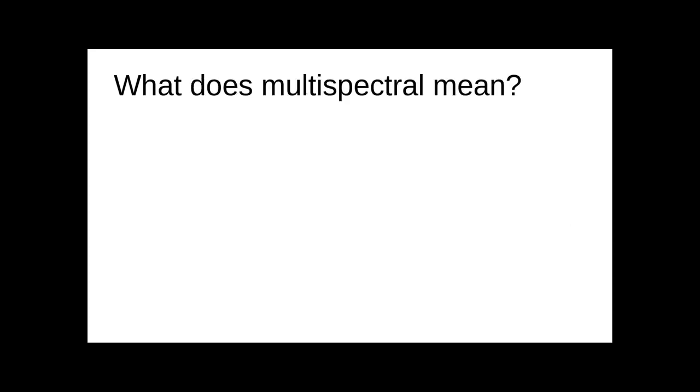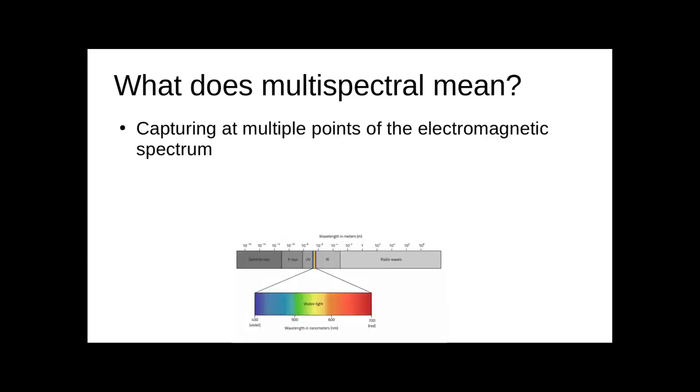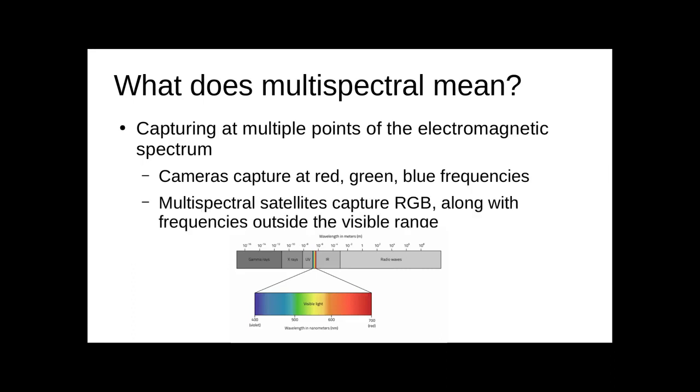So, what does multispectral mean? Multispectral data simply means that the satellite is capturing data at multiple points of the electromagnetic spectrum, which you may remember from elementary school. So your standard phone camera captures images at 3 points of the electromagnetic spectrum, which is within the visible light portion of it, at the red frequency, the green frequency, and the blue frequency. When you combine these together, you get a color, or RGB, red, green, blue, image. Now, multispectral satellites capture at these frequencies, but also collect outside the visible light spectrum so that scientists can do more analysis on the data observed.